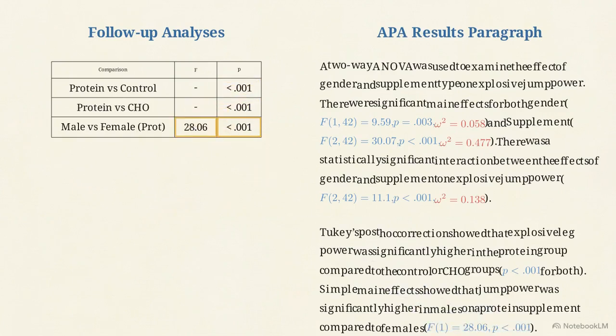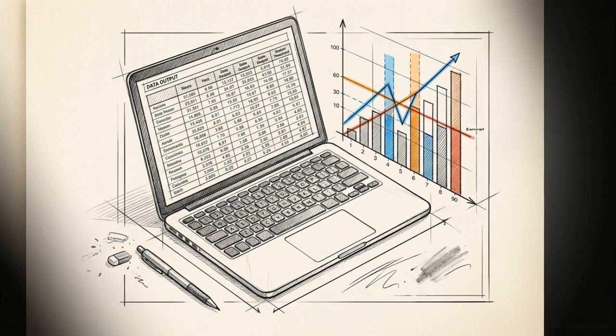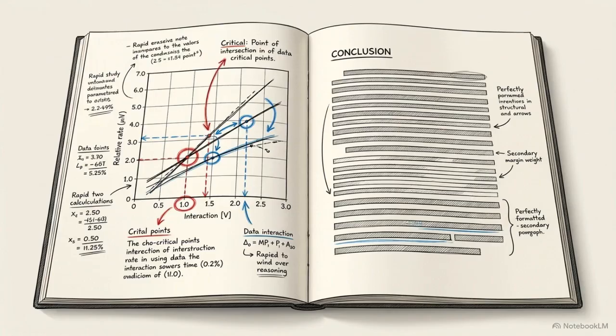Mastering this exact two-way ANOVA workflow allows you to process multiple variables seamlessly. You can move from raw categorical and continuous data to defensible, publication-ready scientific claims in mere minutes.